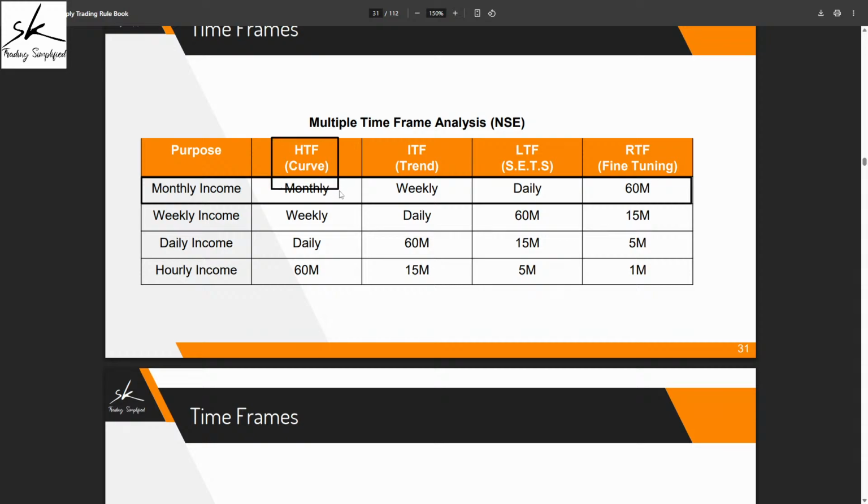Monthly is the higher time frame, which is used for curve analysis. Weekly is the intermediate used for trend analysis. On the lower time frame, we identify our SETS. SETS stands for stop loss, entry, target, and size. And in this case, it will be the daily chart. And my refining time frame will be the 60 minutes, which can be used for multiple purposes like fine-tuning the zone, type 2, type 3 entries, or in case we need to apply some additional rules, that is also where this time frame can help us.